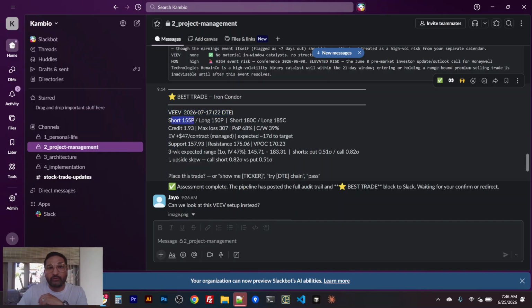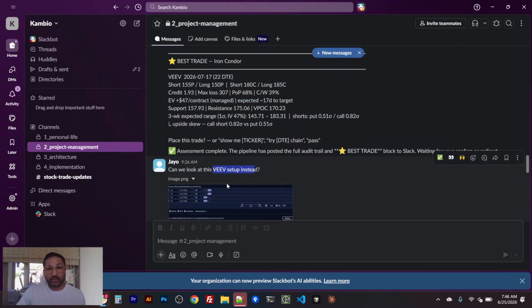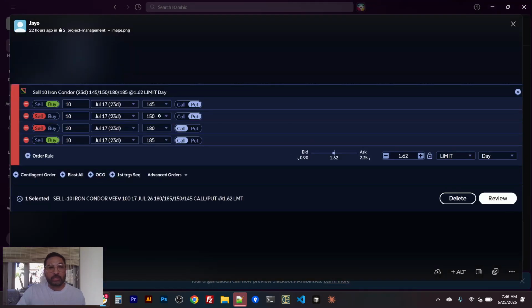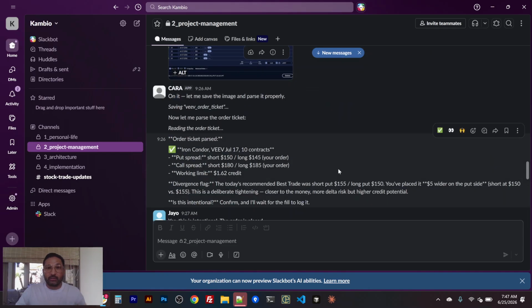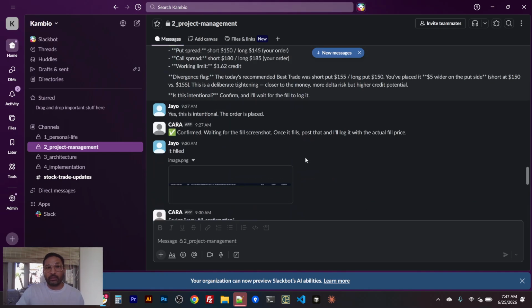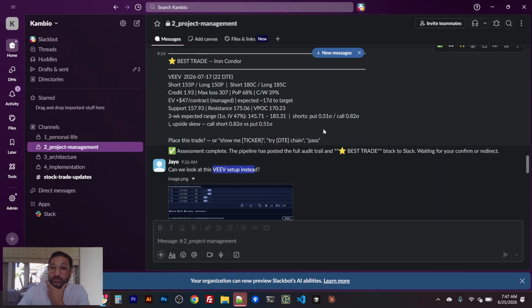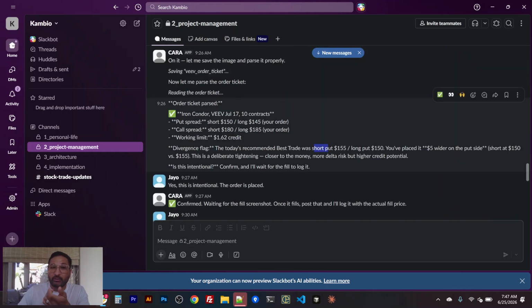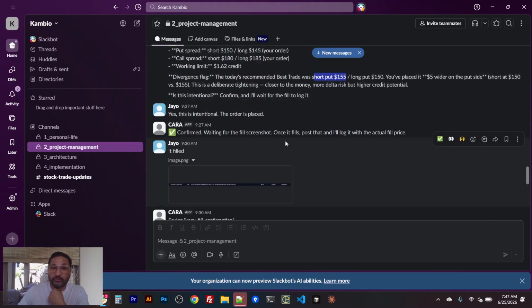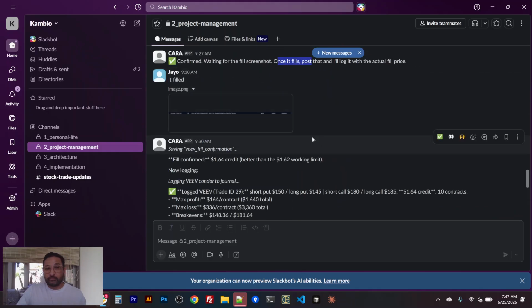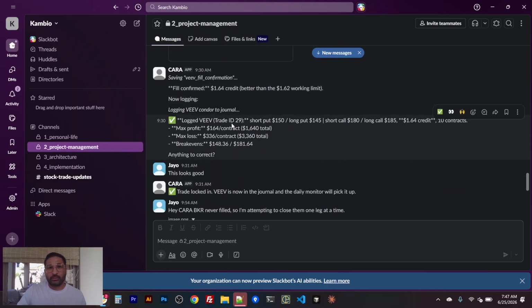So we had a short of 155 and a long of 150 on the put side. But after I analyzed it, I actually opted for the 145, 150 instead, and that was because the 155 was actually a delta of like 0.27, 0.26, something like that, and then the 150 was actually the 0.2 delta. So we definitely wanted to be at the 0.2 delta.